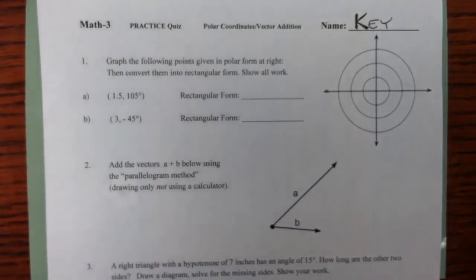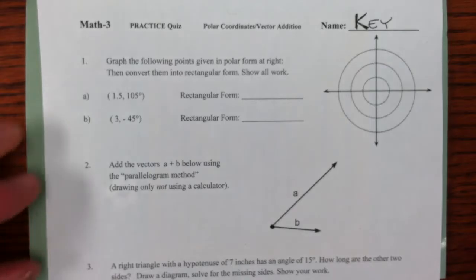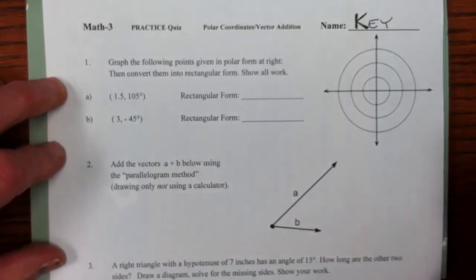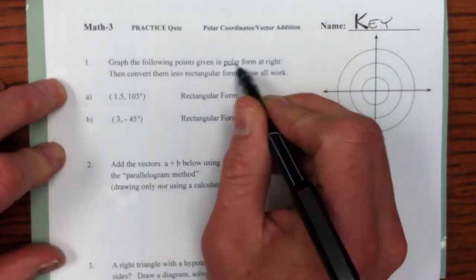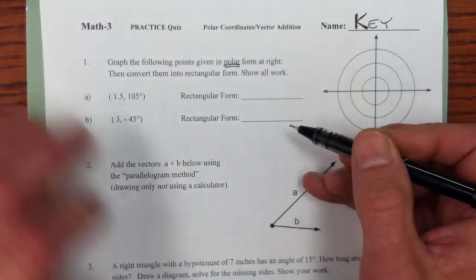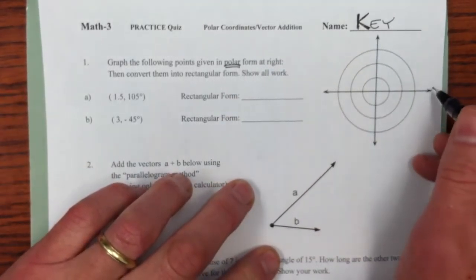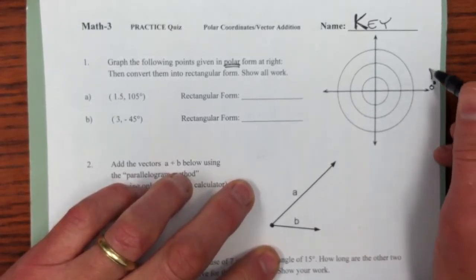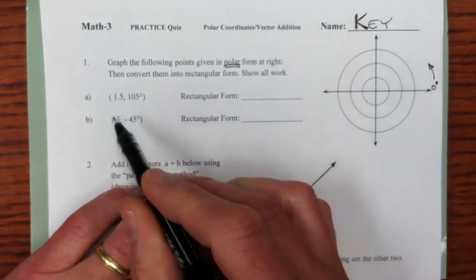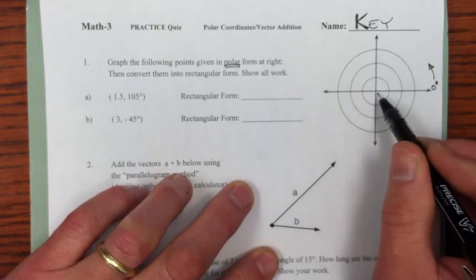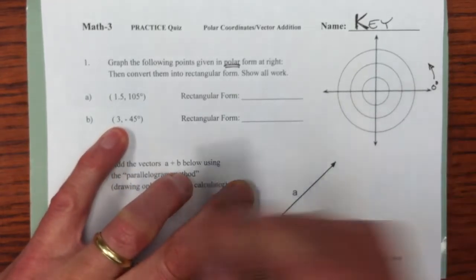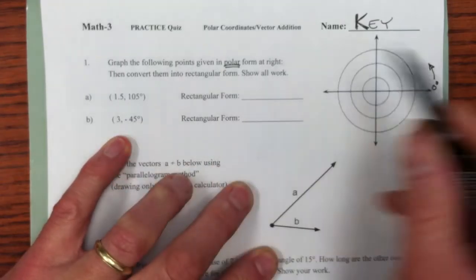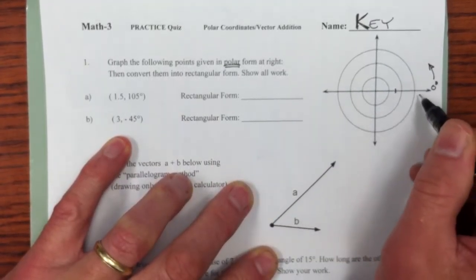Alright, here we are making an answer key for the Unit 3 practice quiz. Graph the following points in polar form. Just read super carefully. Polar form, of course, starts over here at 0 and goes counterclockwise. The units out here go up to only as high as 3. So 1.5 is right there.